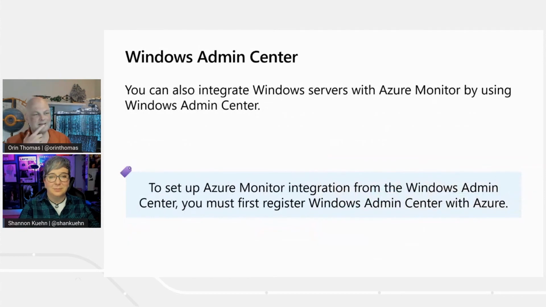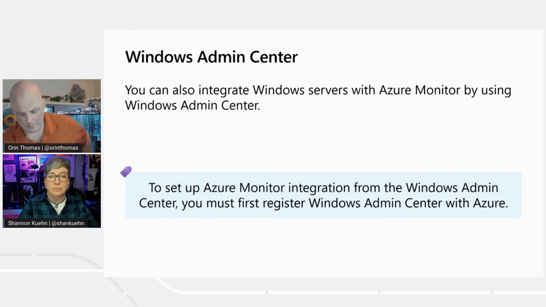Yeah. Okay, so let's talk about using Windows Admin Center. Sure. So you can integrate Windows servers with Azure Monitor by using Windows Admin Center. There's this great integration point now that is a fantastic way to think about onboarding your servers on premises to Azure Monitor. You need to register the Windows Admin Center with Azure first, but that's fairly straightforward. It's just a handful of clicks or a handful of configurations, and you're able to then onboard the servers to Azure Monitor.